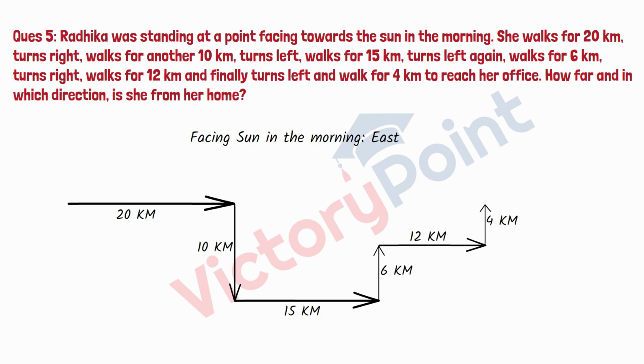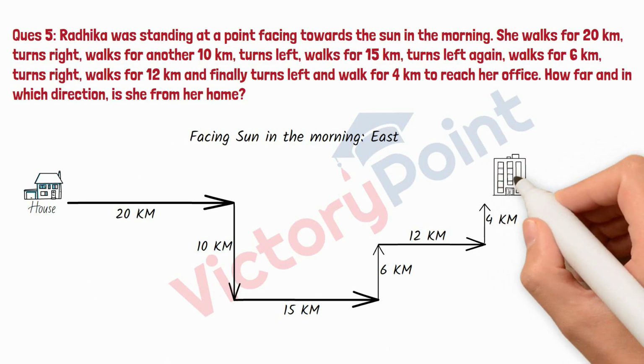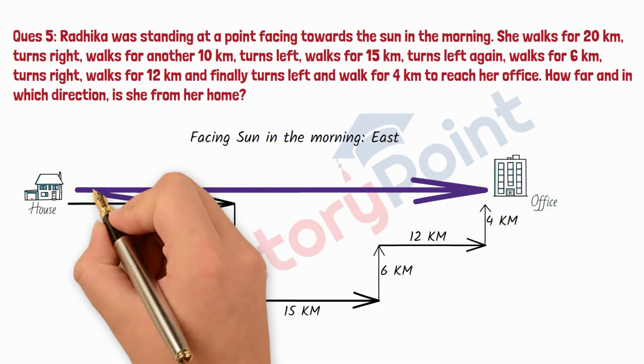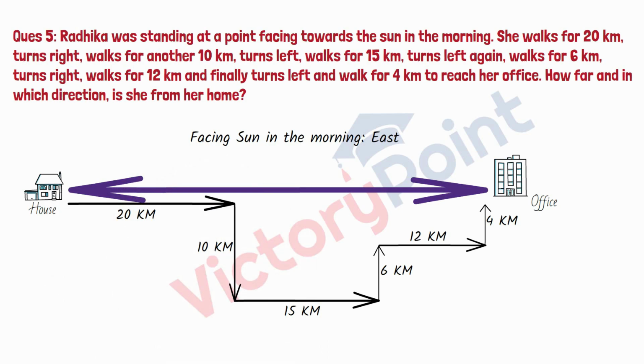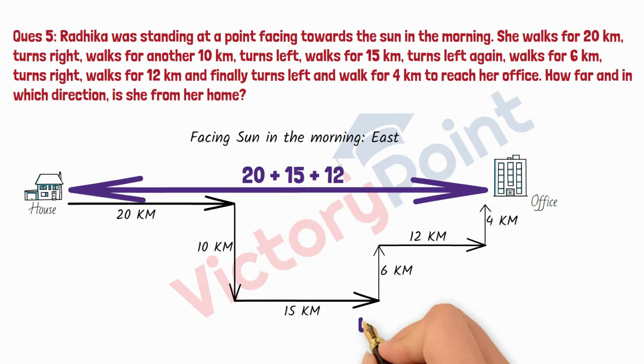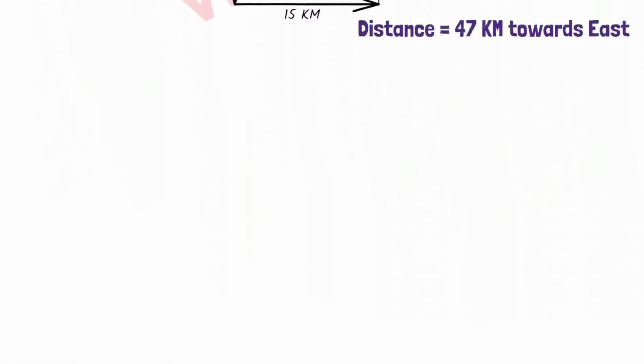Now what's the total distance and the direction? So the initial point is her house and this final point is the office. So the direction of the office from her house is towards the east. And what's the distance? The distance will be, they are in the same line, so we'll simply add 20 plus 15 plus 12. So the distance is 47 kilometers. Now let's see the next question.